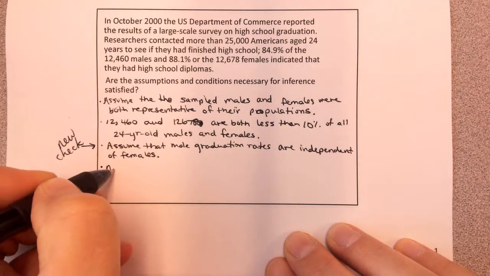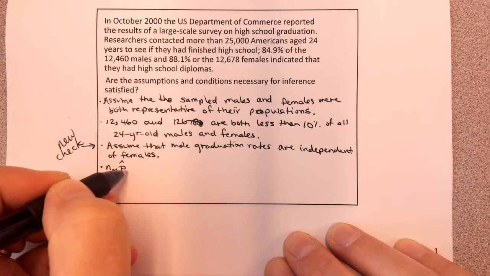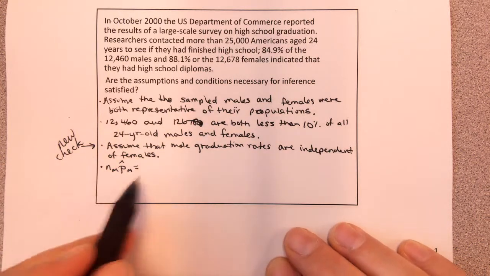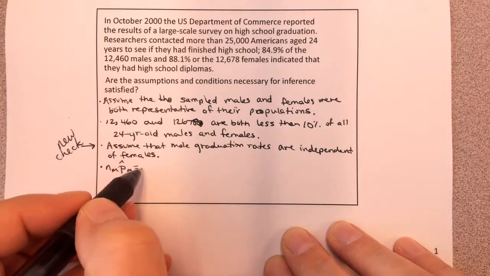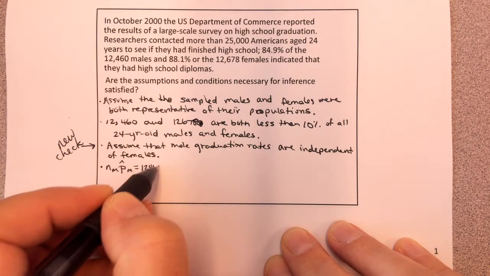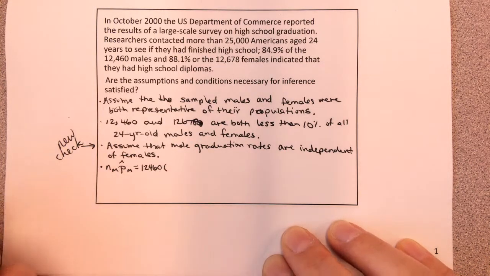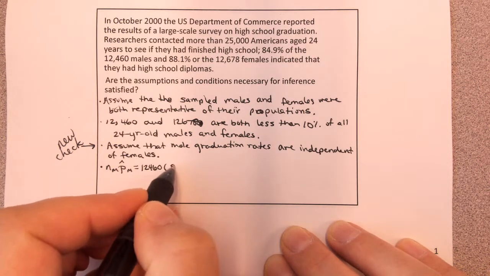N of males times p hat of males, and you have to specify, so use a subscript. You can use 1s and 2s if you want to, but those are just way harder to hang on to than M's and F's. Be smart about your stuff, okay? So number of males was 12,460 times p hat, because we don't have a true p here, we have to go back to p hats, and that was 0.849.